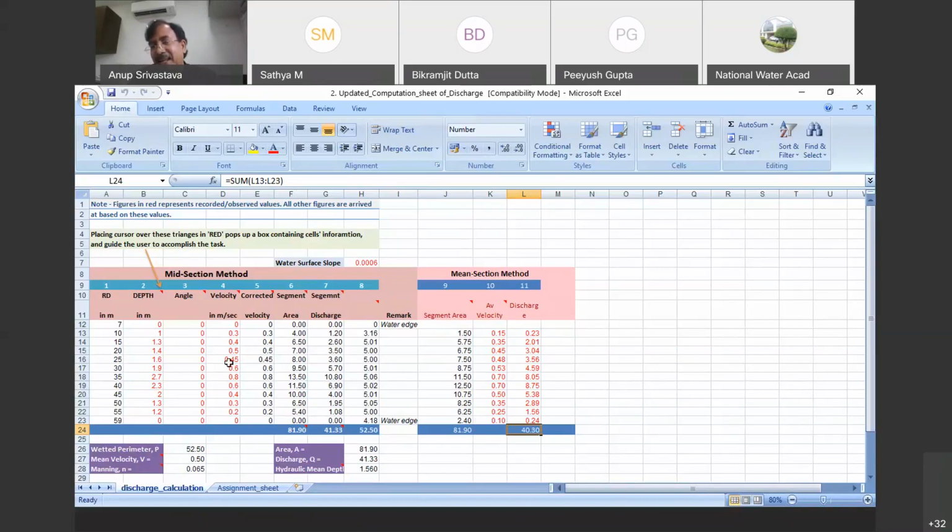Let me give you a very simple way. Suppose today's water level is 10 meters.